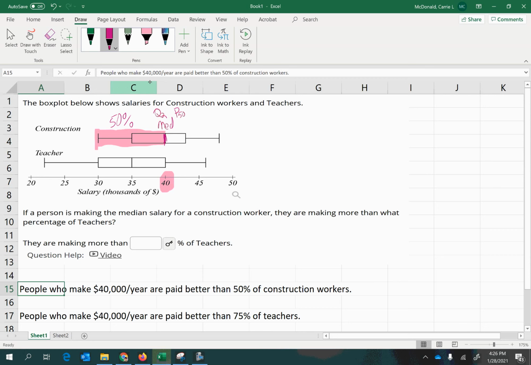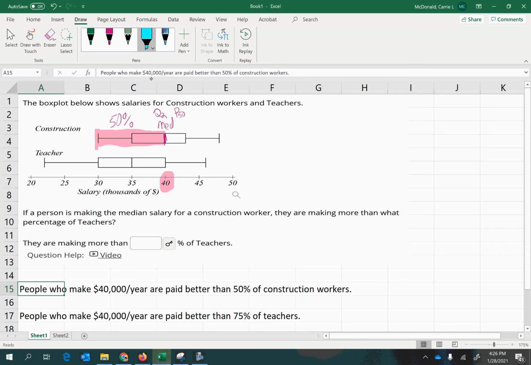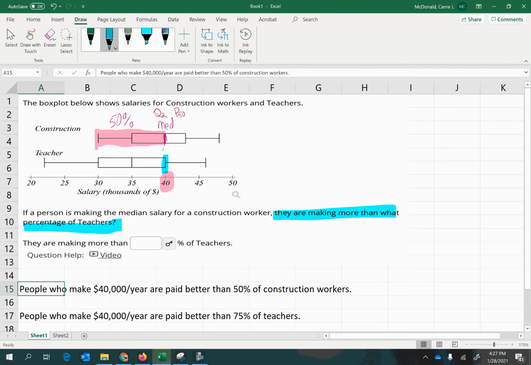Now, we were asked though about teachers, right? So for the teachers, they are making more than what percentage of teachers? That's another question, right? Well, $40,000 for the teachers lines up at, let's go ahead and write it in, at, what is this? This is the third quartile, right? Or in other words, the 75th percentile. So all the teachers who make less than $40,000 are represented down here, and that is 75% of teachers make less than $40,000. So the answer is 75%.